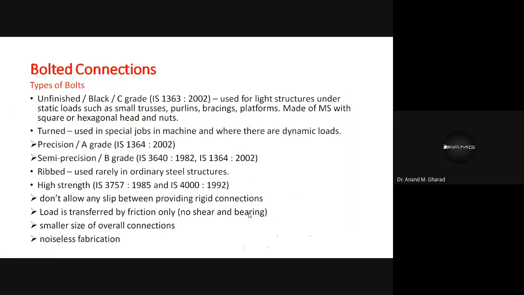A grade type of bolt conforms to IS 1364 2002. Then there are semi-precision B grade type, which conforms to IS 3640 and 1364 2002. Then there are ribbed type of bolts which are used rarely in ordinary steel structures.